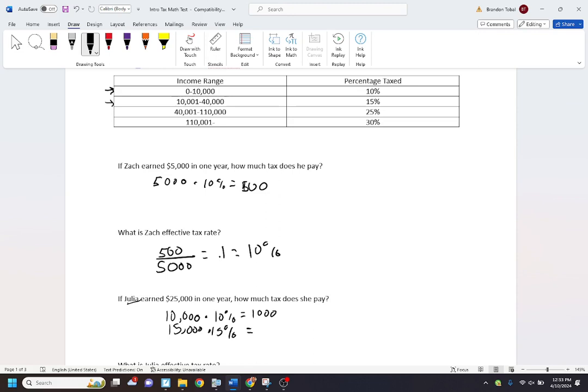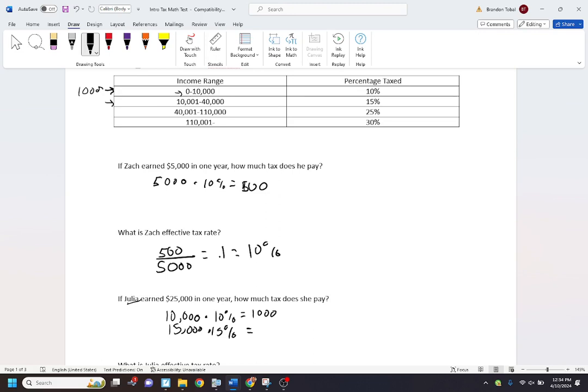So 15,000 times 15. Why are you separating it? Because the different brackets, you see the range here? So here is 0 to 10,000. So the first $10,000 is going to be at 10%, which is on the table over here, okay? I'm saying 25,000 in 1 year, so why are we doing 10,000? Because it's 25,000, 10,000 is going to be here, and then she has 15,000 left over, right? She had just paid taxes on that first 10,000, okay?